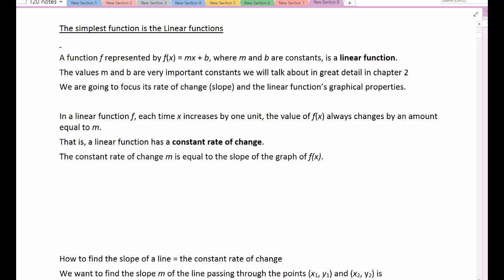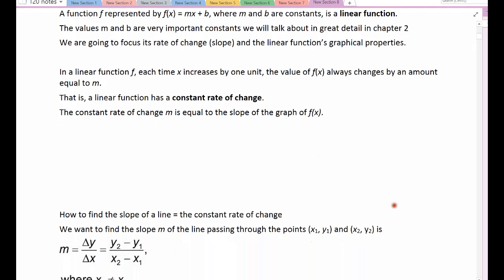As a linear function, the m and b values are very important constants. We'll talk about them in great detail. We'll talk about them a little bit in this section and more in detail in chapter 2. Again, we're going to focus a lot on rate, slope in this section, and the graphical properties of linear functions.